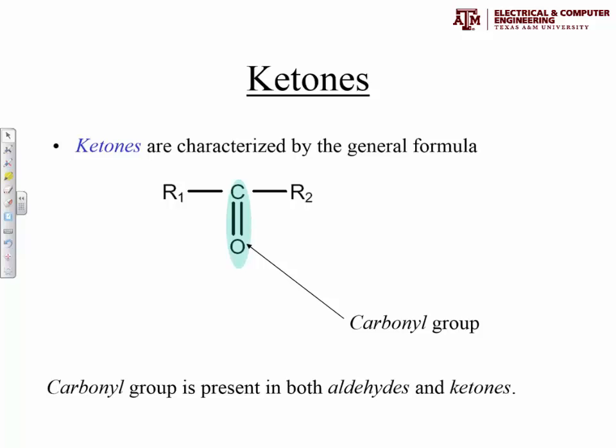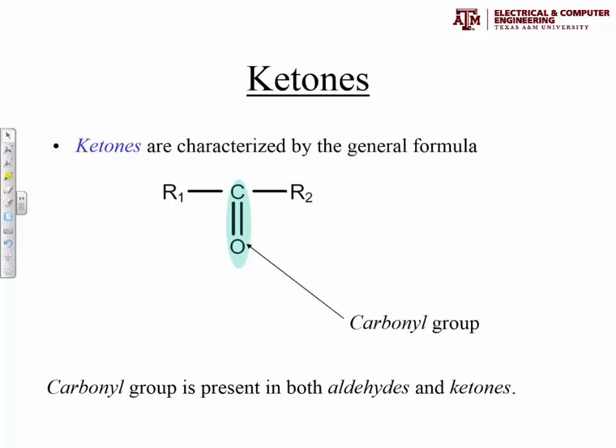The next group of organic compounds are called ketones. Ketones are characterized by the general formula: you'll have a carbonyl group, C double bonded with O. Aldehyde had that, C double bonded with O, and then there was a hydrogen here. For a ketone, it's C double bonded with O, and then there will be two possible organic groups, R1 and R2. You've heard of acetone, that's a ketone.